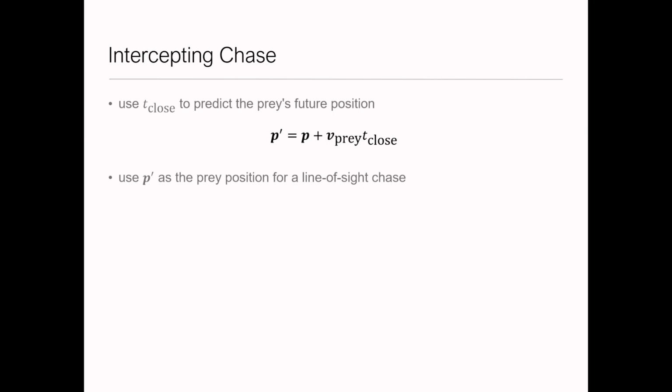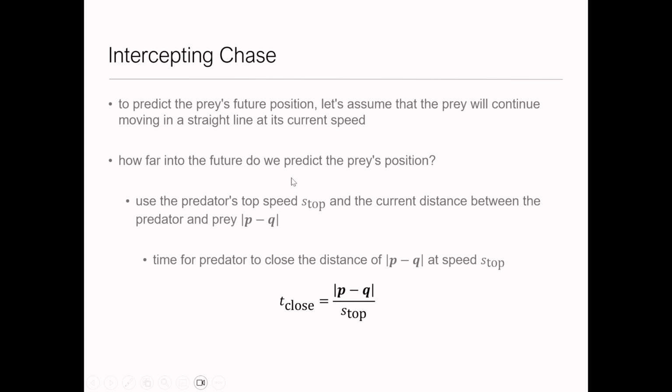The problem with this algorithm is that when you guess this time, if that time is very large, then your assumption that the prey is going to continue moving in a straight line at its current speed is probably not very good. In other words, your guess is probably going to be pretty bad. So if the time turns out to be large, what you typically do is pick a smaller time. In your algorithm, normally you set a maximum time on t-close. If t-close is greater than the maximum time, you use your maximum time value instead, and that would be the way that you would handle that.